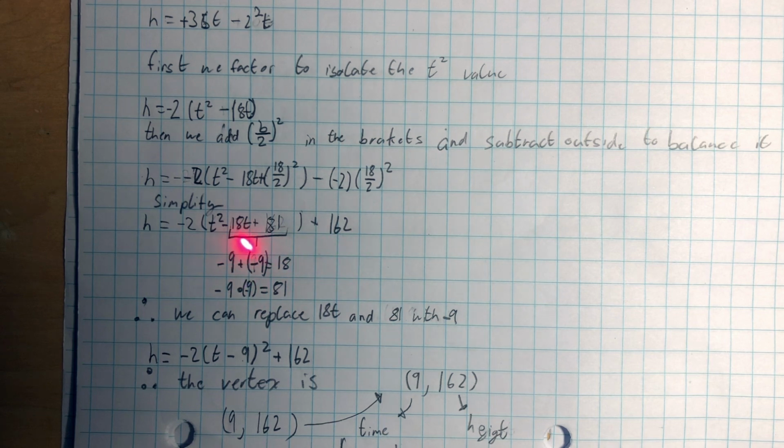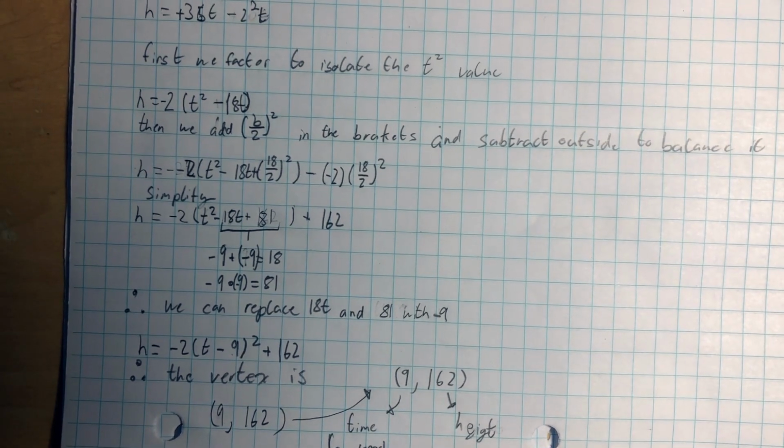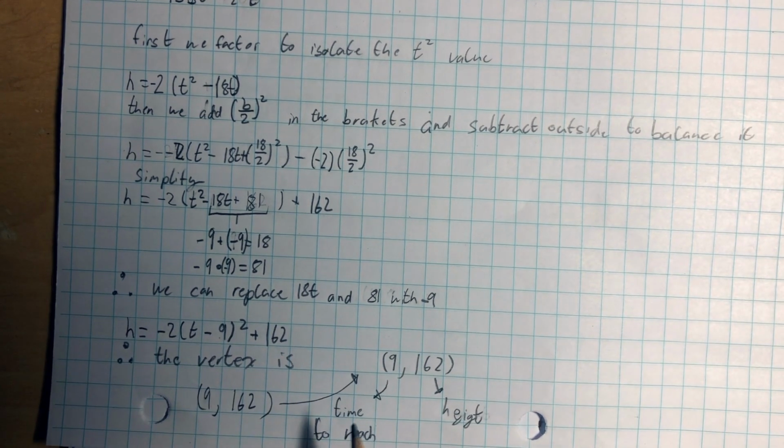Now for 18t plus 81, we have to find the number that both adds and multiplies to that, and that would be negative 9. So we can replace the 18t and 81 with negative 9. So h equals negative 2 times (t minus 9) squared plus 162. Therefore, the vertex is 9, 162. Time to reach is the x value, and height is the y value.